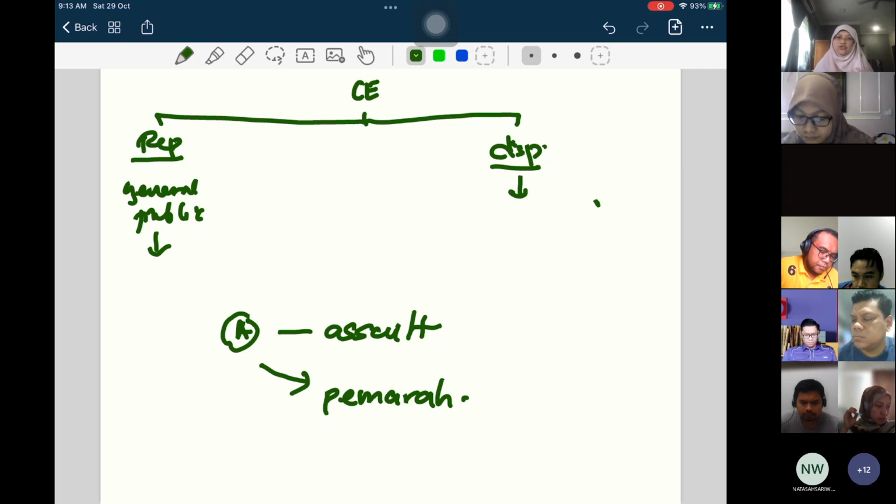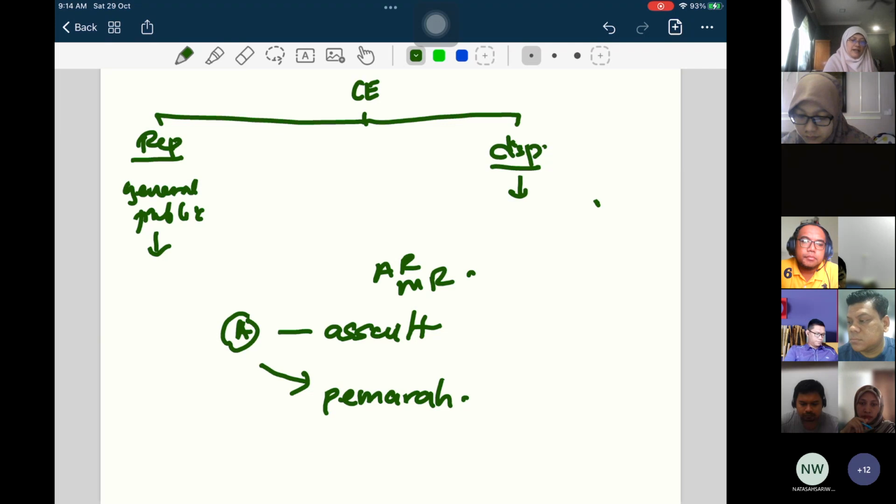Sebab the duty of the court is not to charge the person for the purpose of charging him, the duty of the court is actually to see whether he committed the actus reus and mens rea. Dan orang yang pemarah tak semestinya commit a crime. So that's the idea. Okay? So get the picture. Okay, itu isunya.